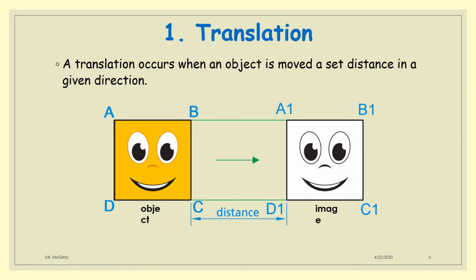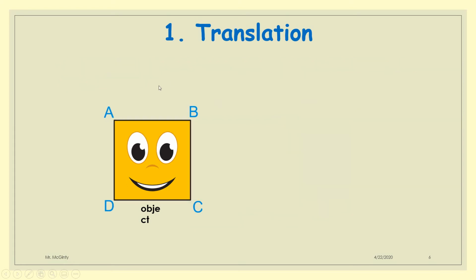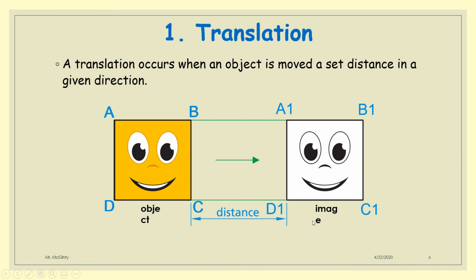Alright, so a translation occurs when an object is moved a set distance in a given direction. So we have this object. I want to move the square from this position to here. In other words, from left to right. So we're going to move it from left to right at a set distance, okay?